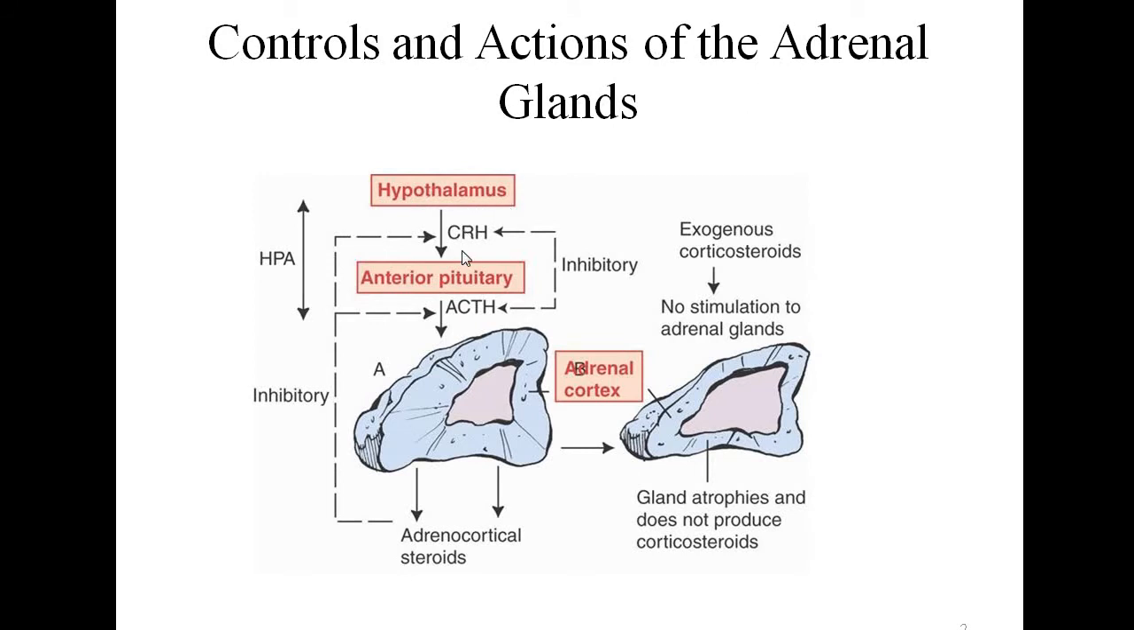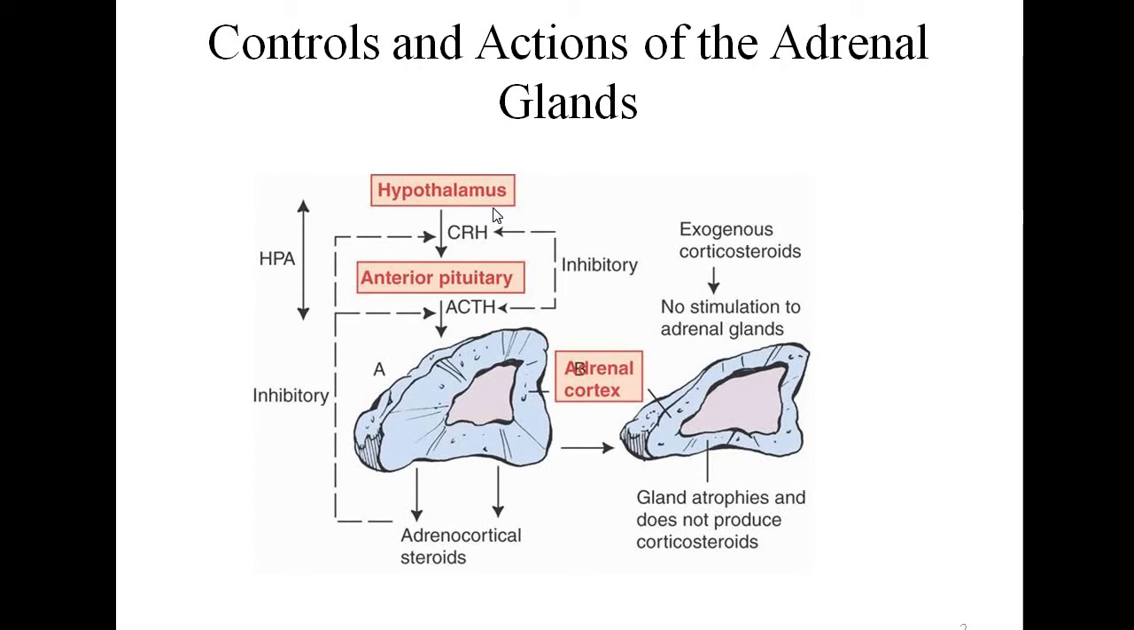The hypothalamus releases the corticotropin releasing hormone, which stimulates the anterior pituitary to release adrenocorticotropic hormone, which then stimulates the adrenal cortex to release the adrenocortical steroids. Depending on the blood levels of adrenocortical steroids, there is going to be a negative feedback inhibition. So this comprises the hypothalamo pituitary adrenal axis, or in short form, the HPA axis.